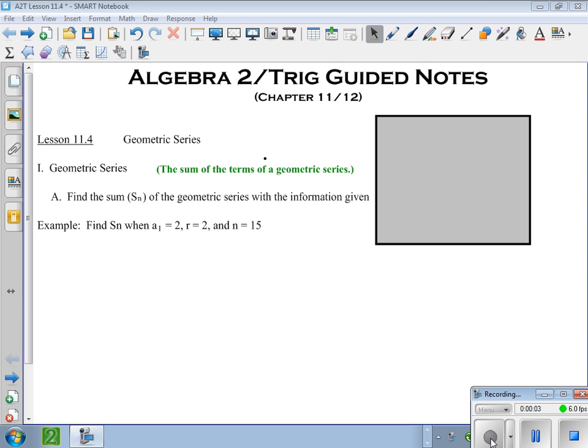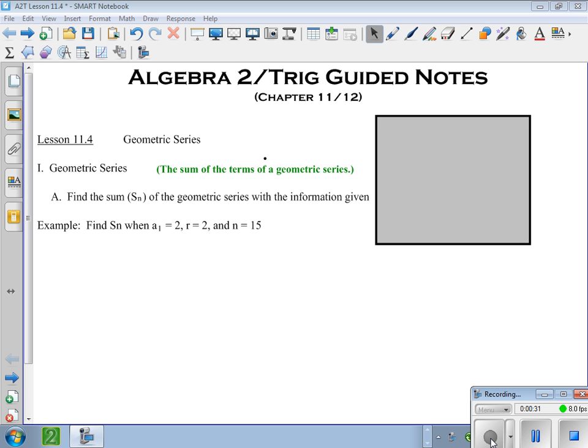Lesson 11.4, we're going to look at geometric series now. In 11.1 we did arithmetic sequences, and then in 11.2 arithmetic series, which are summing up so many terms in an arithmetic sequence. 11.3 we did geometric sequences, which you're multiplying between terms, unlike arithmetic, where you're adding between terms. And now in geometric series, we're going to be summing up the terms of a geometric sequence.